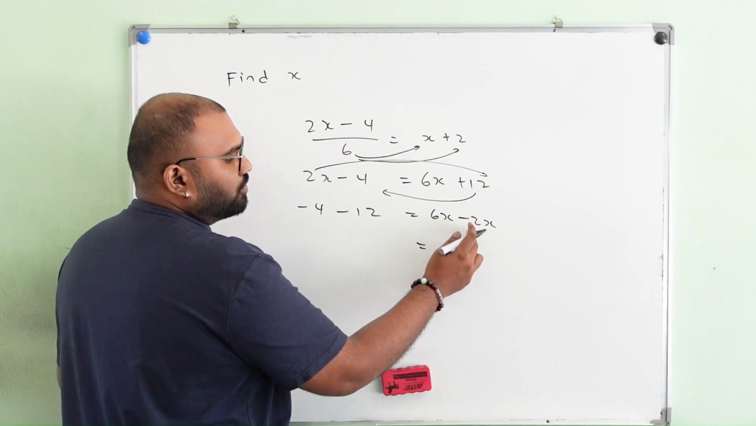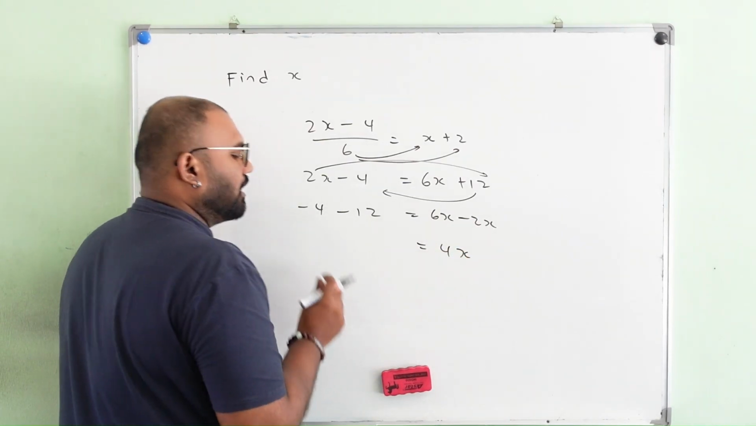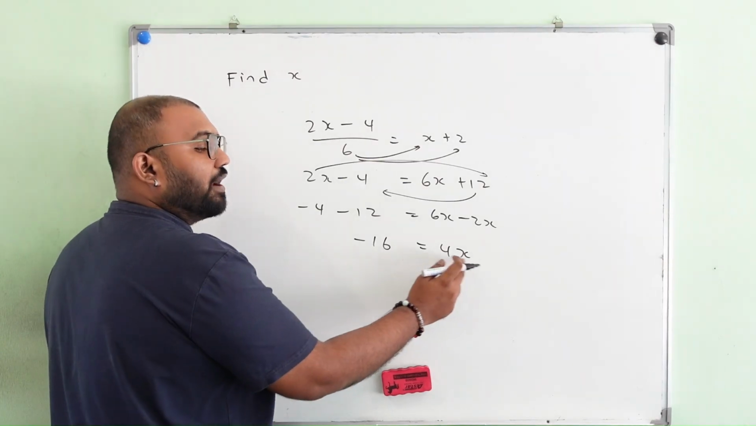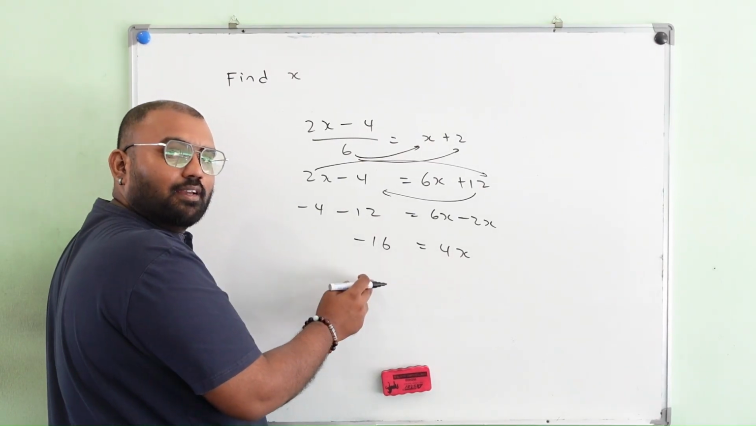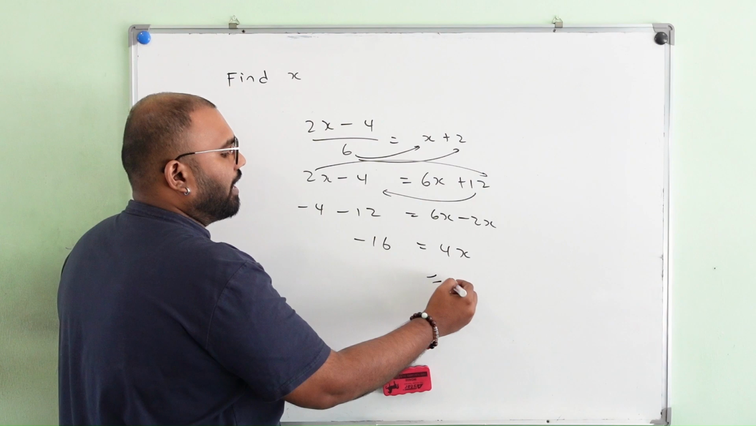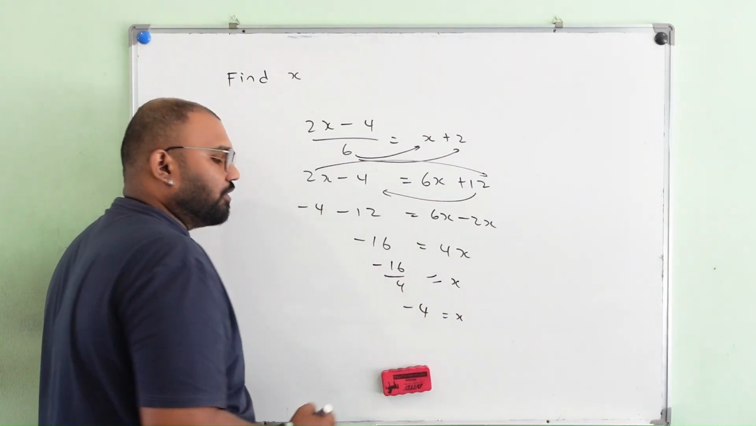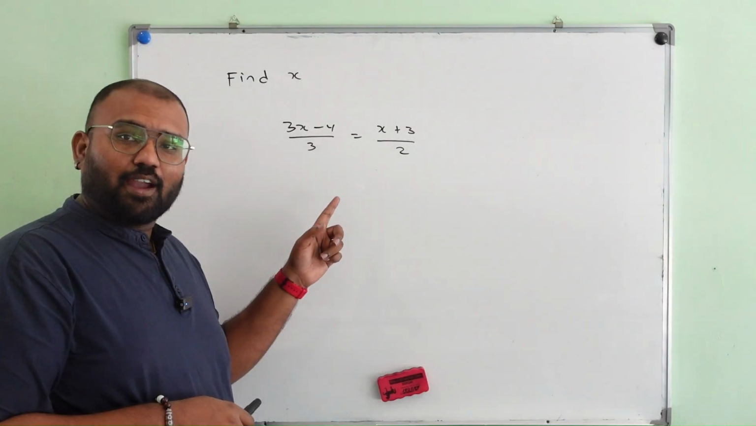So 6 minus 2, 4x. Negative 4 minus 12, negative 16. 4 and x times, come here, divide. So x, negative 16 over 4, x equals negative 4. That's all.